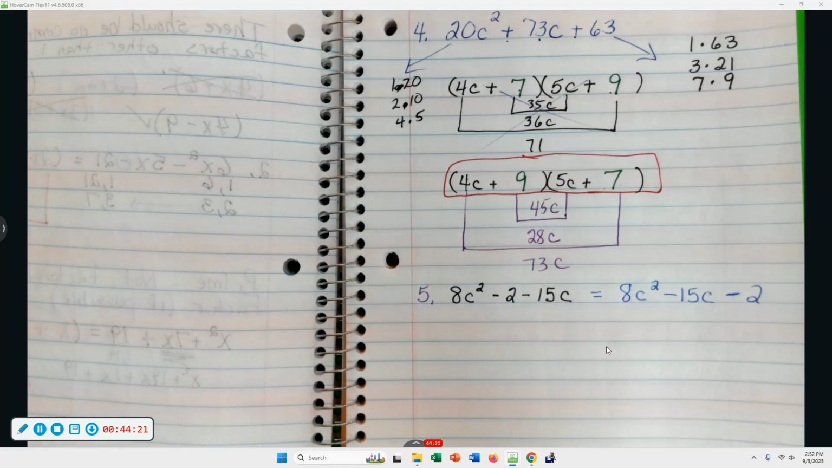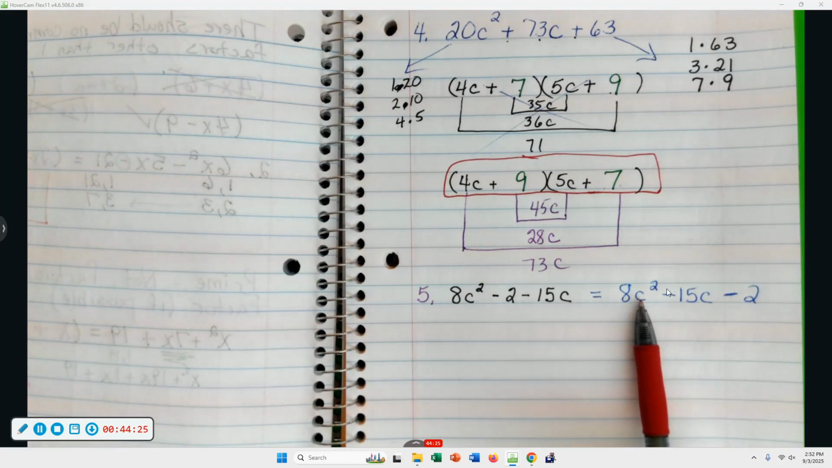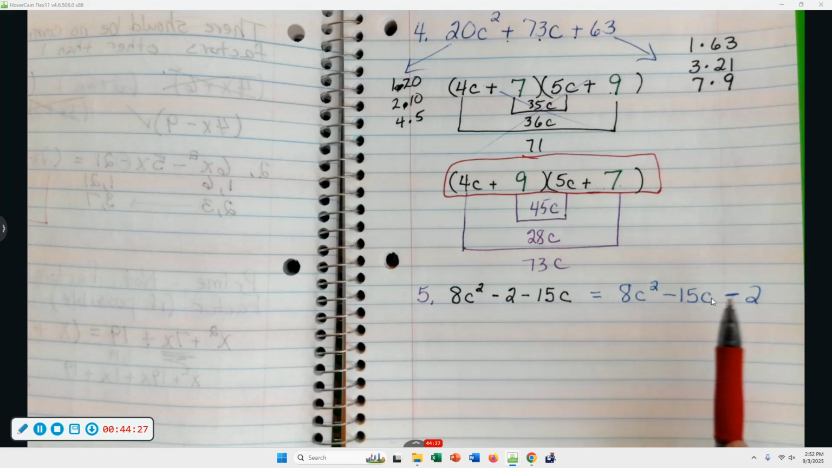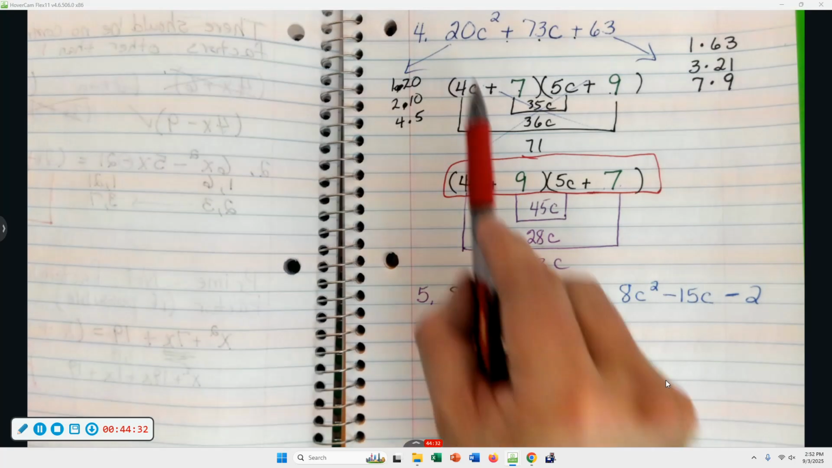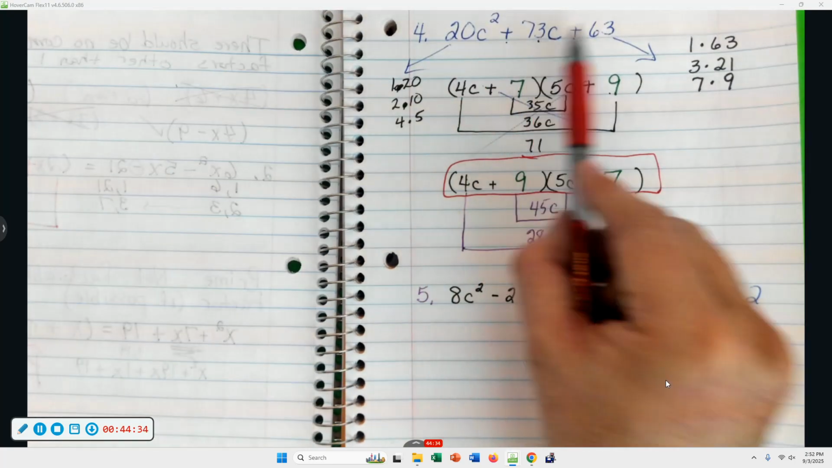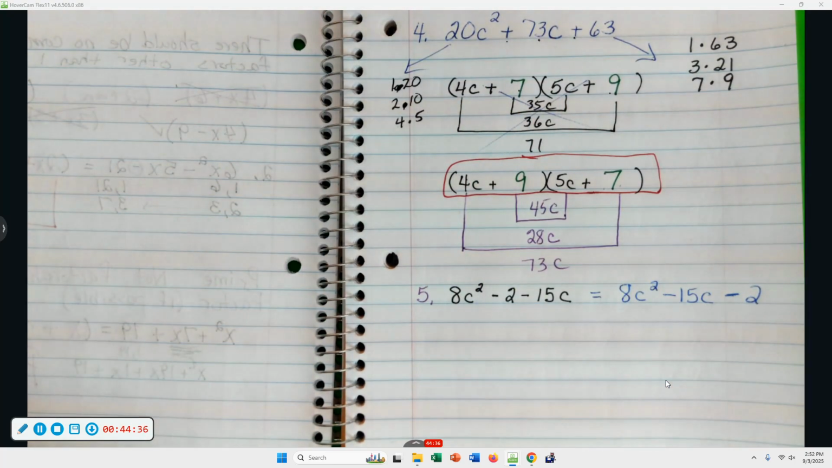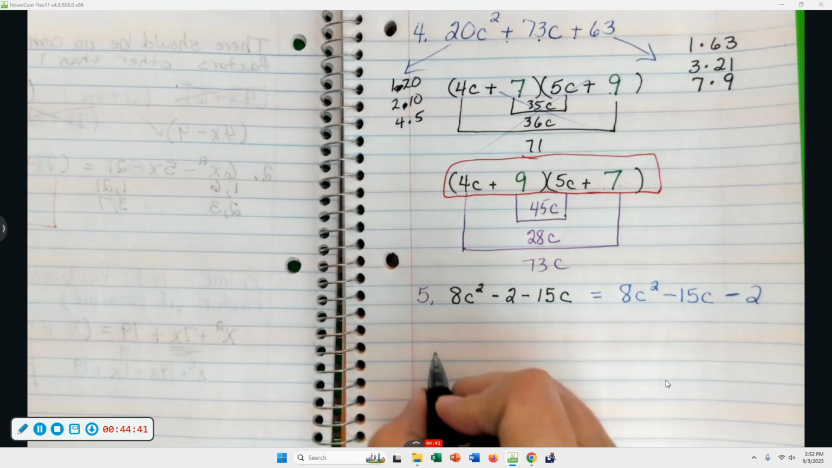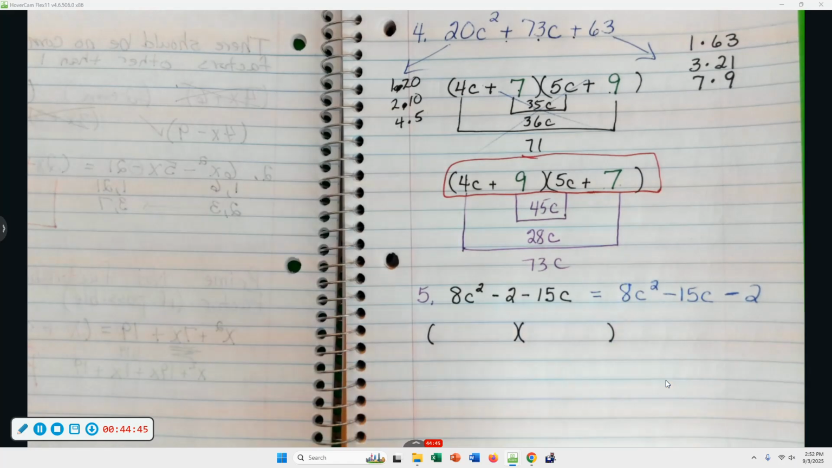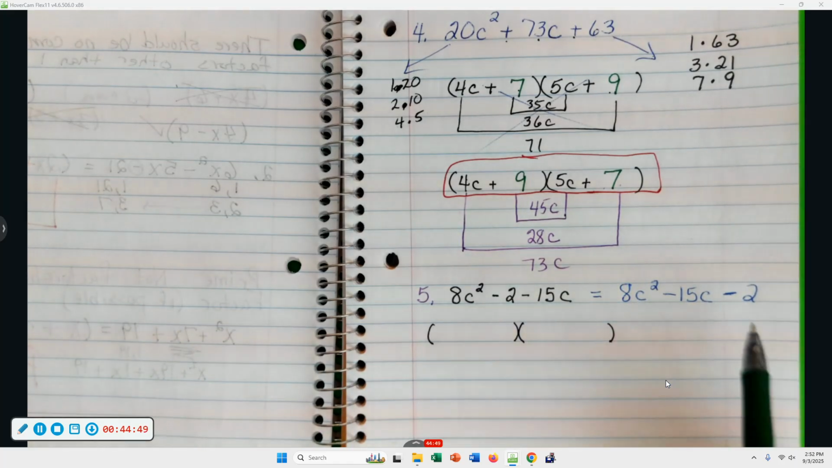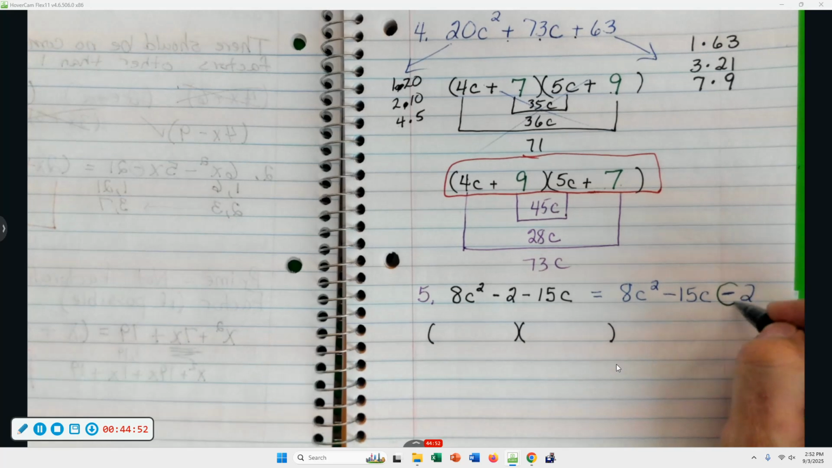That's called descending order, based on the exponents. The biggest exponent, c squared, c to the first, and finally no c's. That's called descending order for exponents. Okay, so I'll draw my 2 sets of parentheses. Do we know the signs inside there? Can we fill them in right now? No.